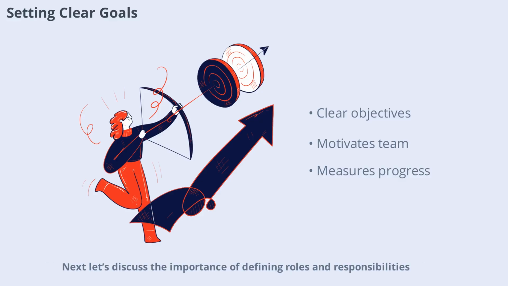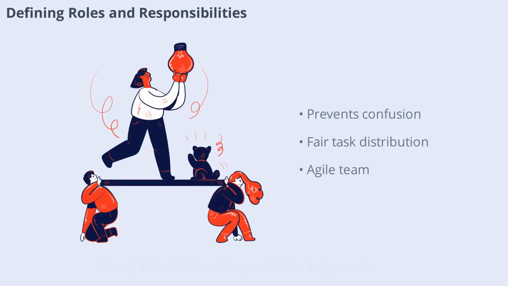Next, let's discuss the importance of defining roles and responsibilities. Clearly defined roles and responsibilities help prevent confusion and ensure that tasks are distributed fairly. When everyone knows what's expected of them, the group can operate more efficiently and avoid duplication of effort. Leaders should regularly review and adjust roles as needed to match the group's evolving needs. This flexibility keeps the team agile and responsive to change.